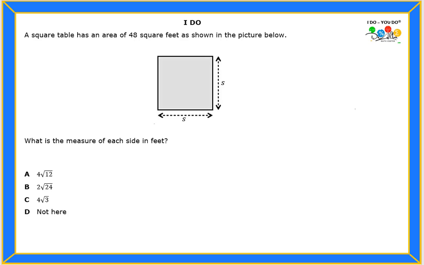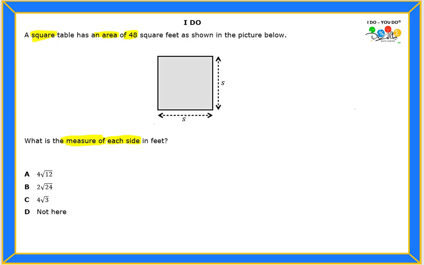And it says, a square table has an area of 48 square feet as shown in the picture below. What is the measure of each side in feet? Okay, so I want to find the measurement of what? I want to find the measurement of each side. Is that right? Given that the area is equal to 48. Now remember, a square has all equal sides.